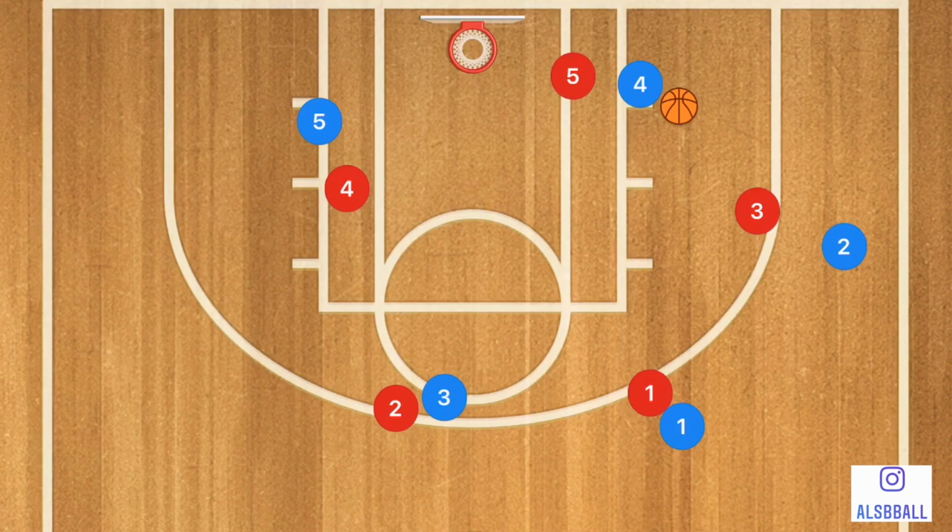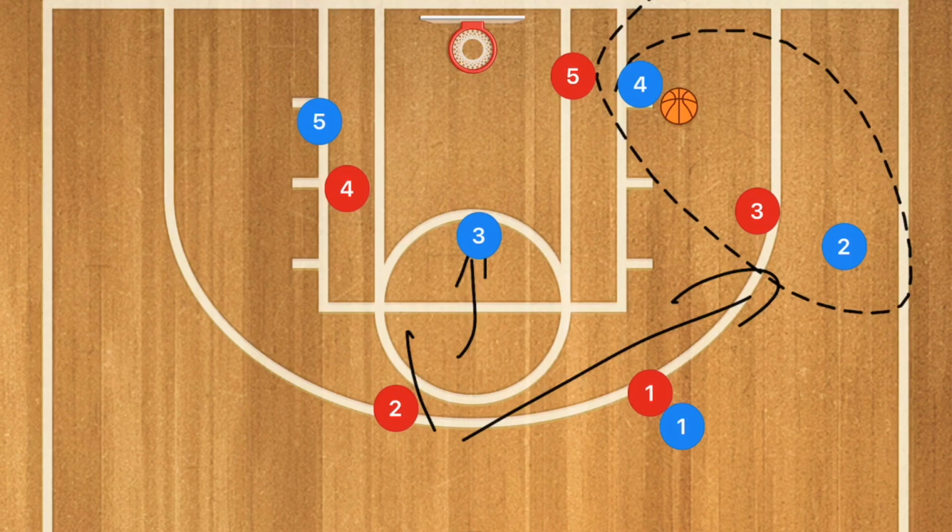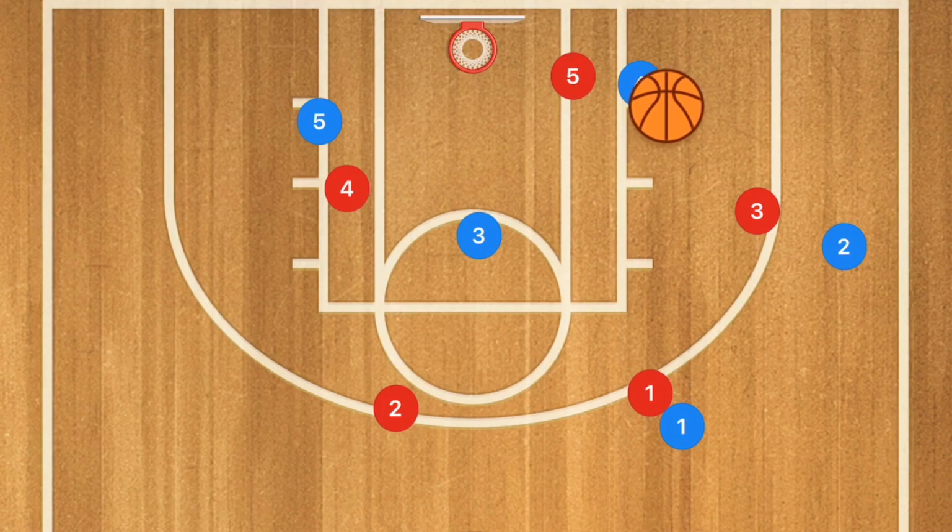At the same time, once that screen was made here, player 3 is going to be rolling towards the basket. So even if this isn't open on this side, we can still have a possibility of player 3 being open, cutting down to the lane, where player 4 would then be able to pass to player 3, or player 1 could pass to player 3, or player 2 could pass to player 3. There are quite a few different options in this play right here, especially against the 2-3 zone.